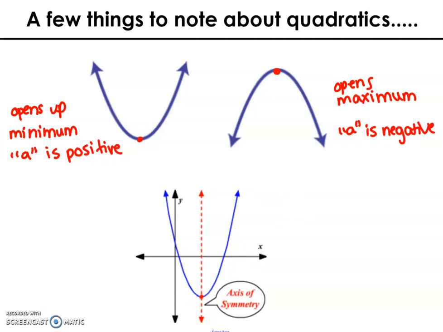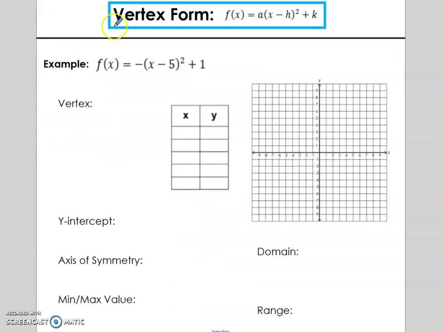Now, quadratics can really be written in 3 forms. We're only going to look at 2 of them today. So the first form we're going to look at is vertex form. So vertex form, this is your general equation for vertex form. f(x) = a(x - h)^2 + k.